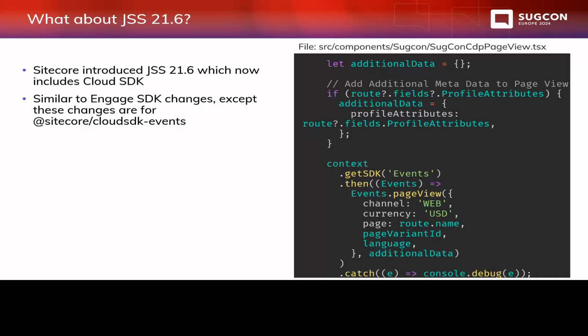So what about 21.6 and above? And I saw 21.7 came out yesterday, so there might be some slight variations even to what I've got here in the slide. I didn't have a chance to update it. But essentially there was a new SDK introduced in that, the Cloud SDK. So there's a lot of similarities, but you can see there are some slight differences in what we would need to do if you were using the Cloud SDK versus the Engage SDK.